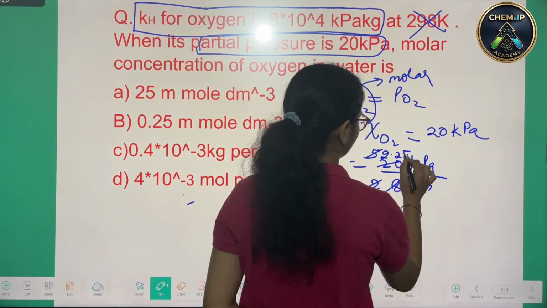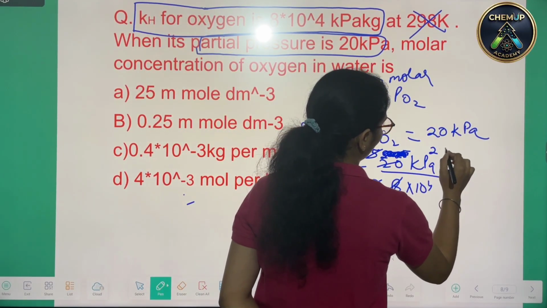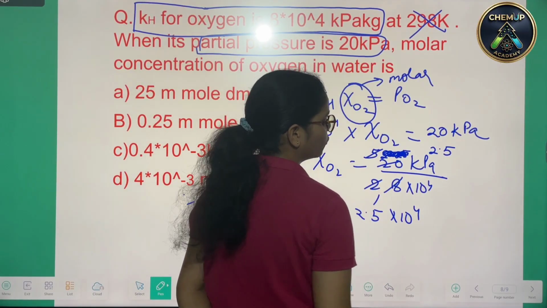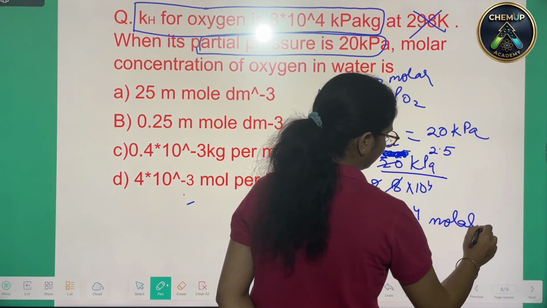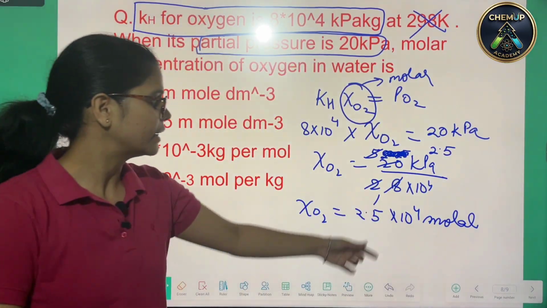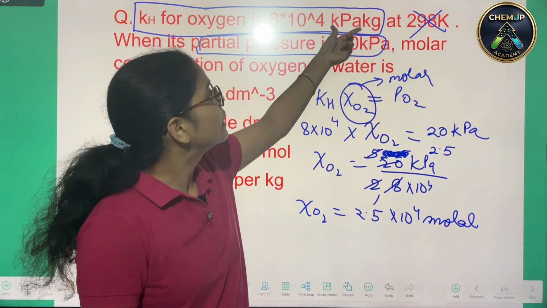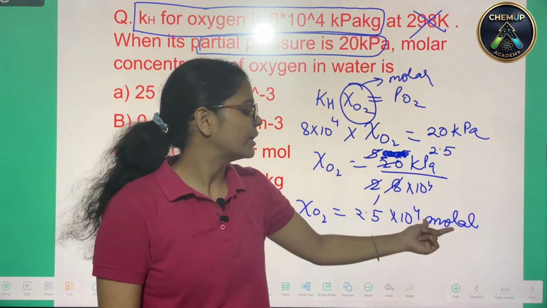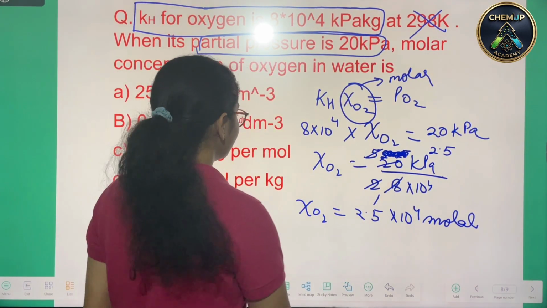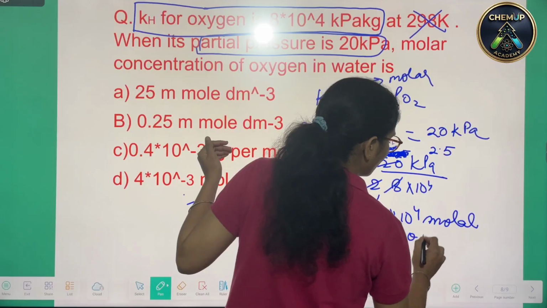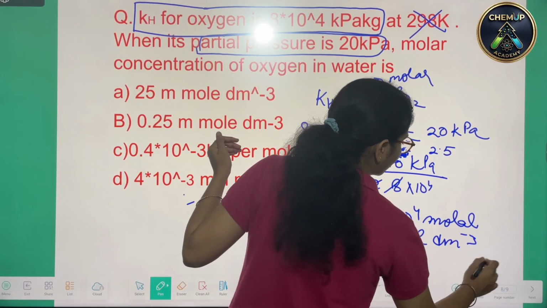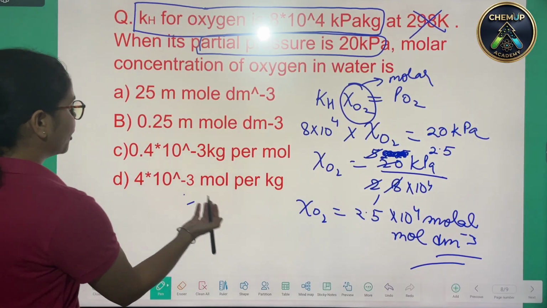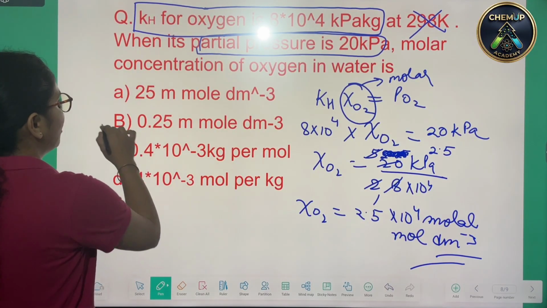चलो ऐसे लिख देते हैं. It will give me 2.5. So 2.5 into 10 to the power 4 मोलल में है. ठीक है, kPa इधर था और इधर आपका kPa इधर भी था, per kg it is. So in per kg it will become molal. That means the digits become this. So let's just check it from this. According to me, the answer is coming out to be this.